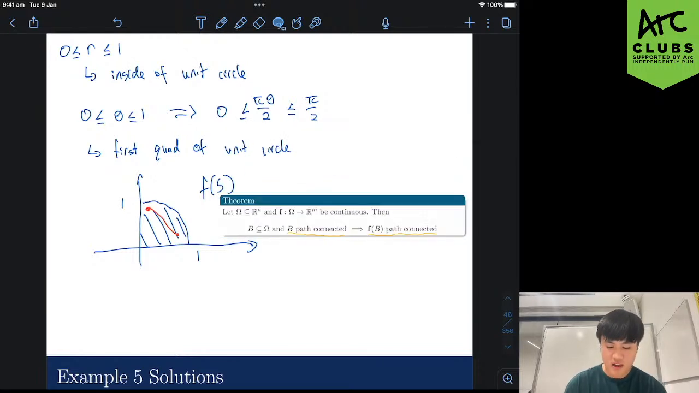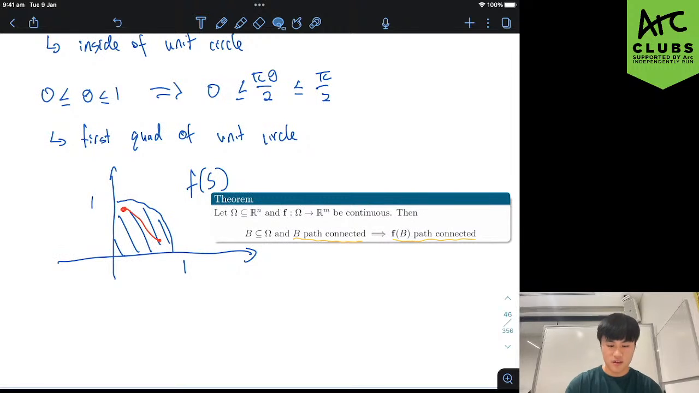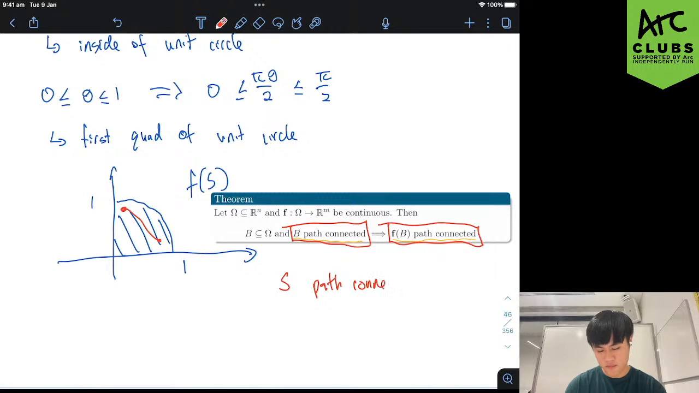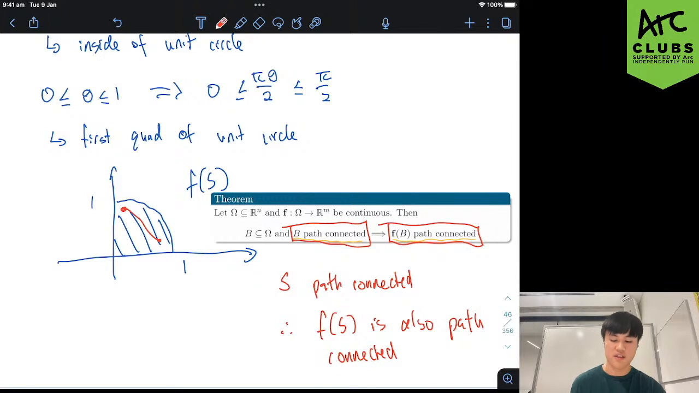So it says here that if B is path connected, then f of B is also path connected. And then what we showed earlier is S is path connected. Therefore, f of S is also path connected. So yeah, simply by this theorem, f of S is path connected.